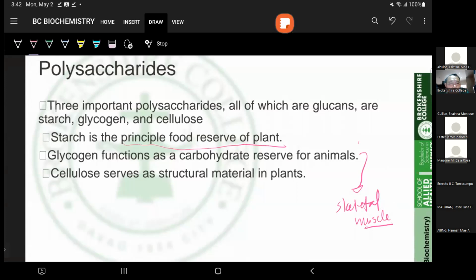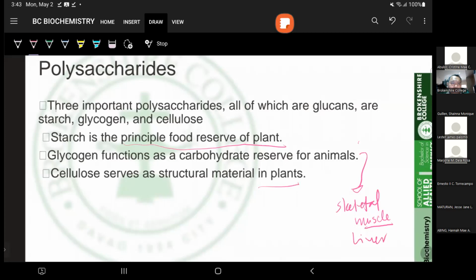We have two main storage sites of glycogen in the body. Liver, okay. As well as your liver. And then we also have cellulose, which serves as a structural material in the cell wall of plants.